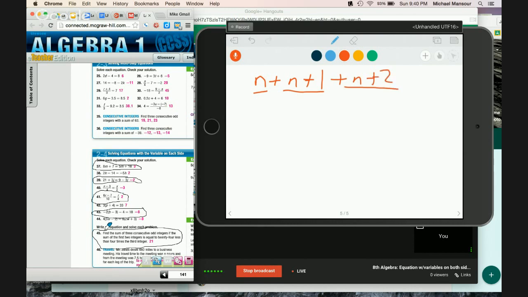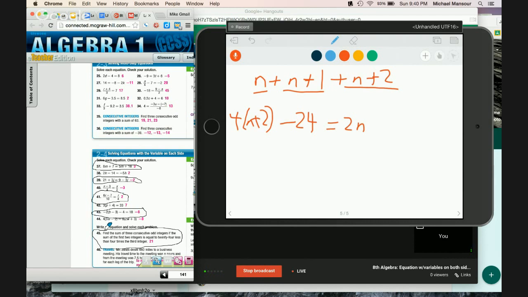Okay, so there's integer 3. And it says it is equal to the sum of the first 2 integers, which would be 2n. So I'm going to put equals 2n, if the sum of the first two integers is equal to 24 less than 4 times the third. So 24 less than means minus 24, 4 times the third. So that means 4 times n plus 2. That's a little janky there, but I'll rewrite this.